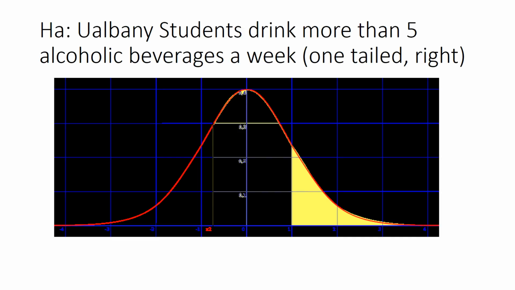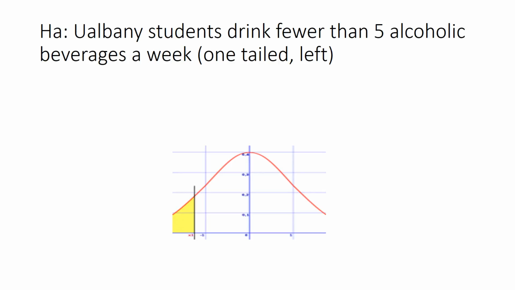And the same is true for our other example of the alternate hypothesis that UAlbany students drink fewer than 5 alcoholic beverages a week, which would be a one-tailed left test. So we're looking at the area over here, our z-score, and our p-value is looking at the area under the curve to the left. And what we're saying is that if our p-value is over here, in this area of the curve, then we would reject our null hypothesis that UAlbany students drink 5 alcoholic drinks a week, and we would say that UAlbany students drink fewer than 5.